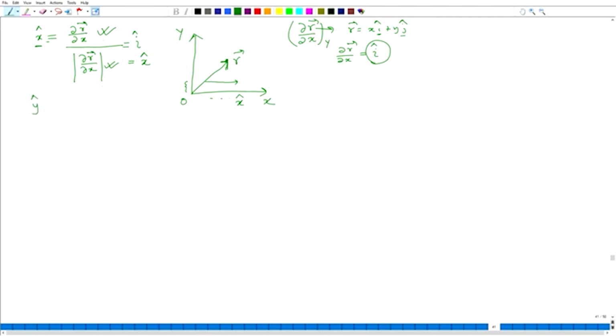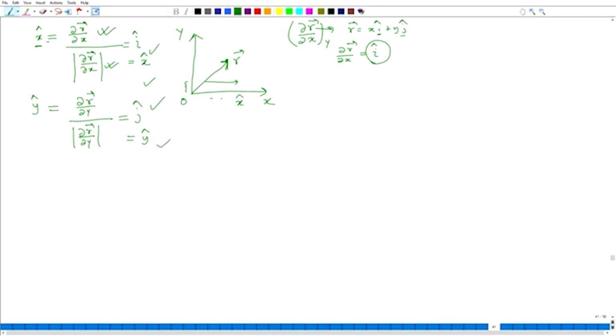Similarly, for y cap, you have del r del y. That means this is the direction along which only y changes, keeping x constant. Again you will see this is nothing but the y cap itself. Now, the method is straightforward, but this is not so trivial for the spherical polar or plane polar coordinate system.